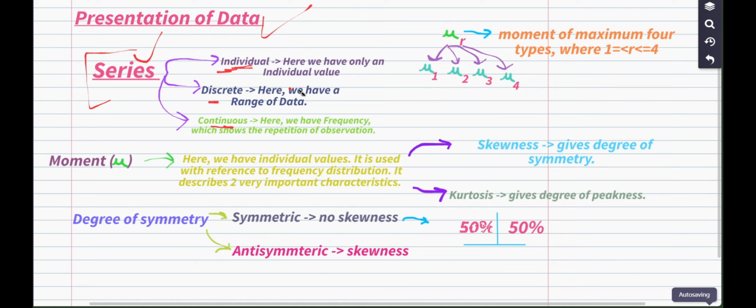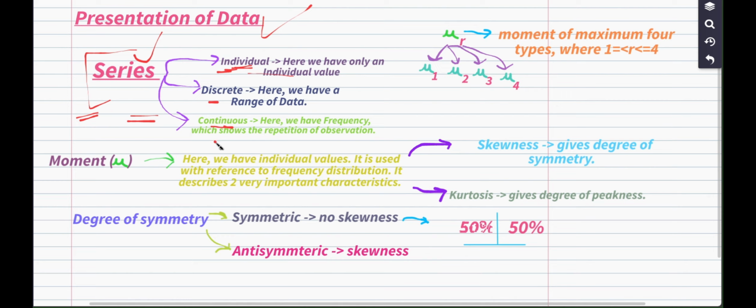Individual is what? Here we have only one individual value, right? From the name you can say that individual means where we have a single value. A single value's graph is made in the individual data, right? Where we do not have a comparison between two variables, but there is only a single variable in the individual series, right? But when we talk about discrete, here we have a range of data, right? When I provide you a range of data, you can simply say that the data is discrete data, where we have the lower and the upper, the minimum and the maximum value, right? So that is basically the discrete data.